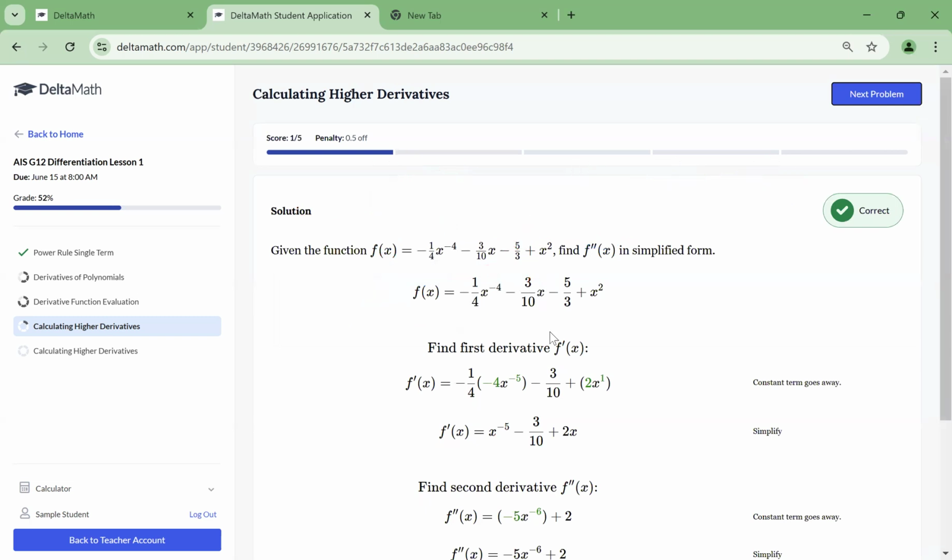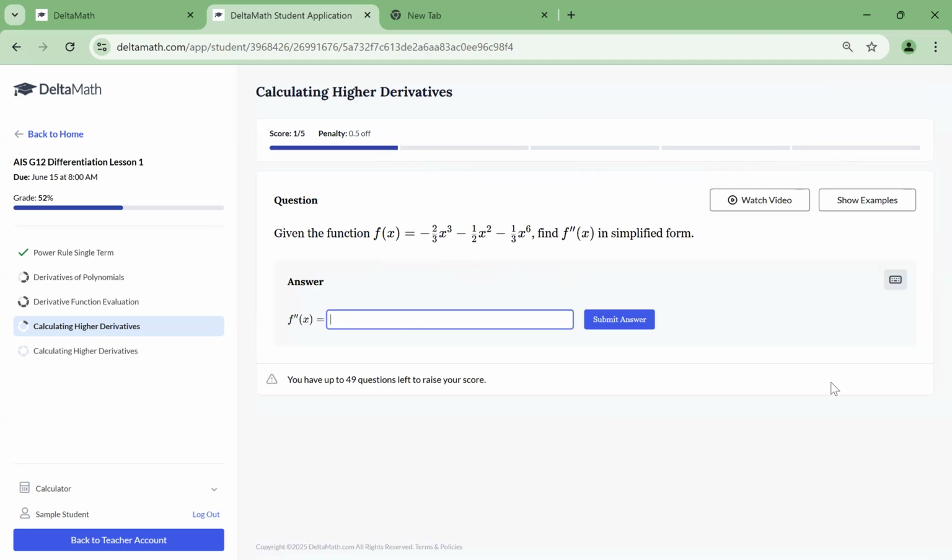Let's try another example. Again, we want to get f dash first. So f dash equals, we multiply the power by the number. If you multiply those two, you get negative 2. You reduce the power by 1, so x power 2. Minus, you multiply those together. 2 times half is just 1. X power 2 becomes x power 1. Minus, and then 1 over 3 times the power, which is 6, gives me 2. And I reduce the power by 1, so I get x power 5.